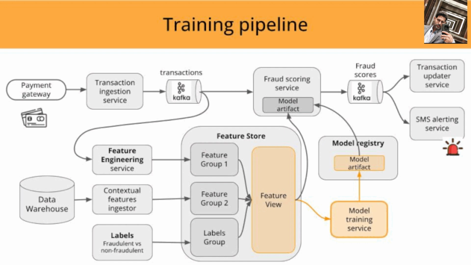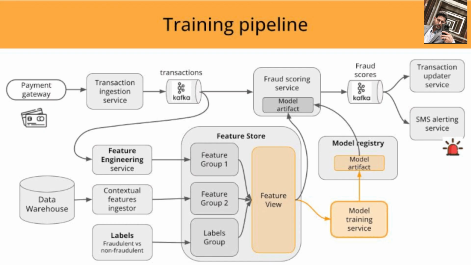When it's time to train a new model, the model training service doesn't directly access the individual feature groups. Instead, it uses a feature view. Think of a feature view as a specific selection and combination of features from the feature store that are relevant for training a particular model.